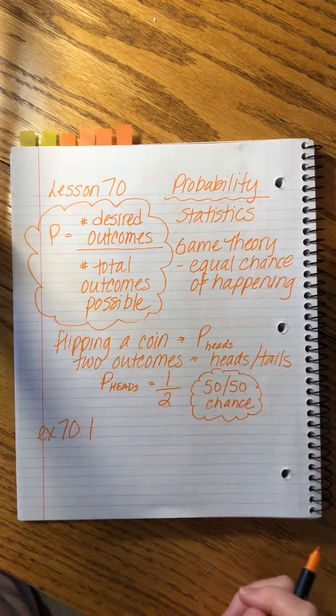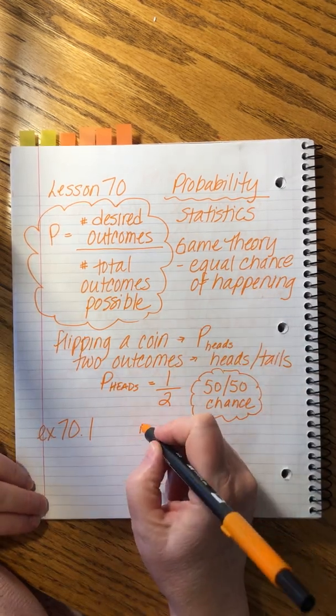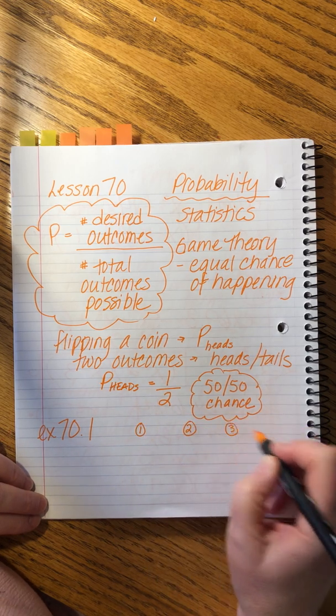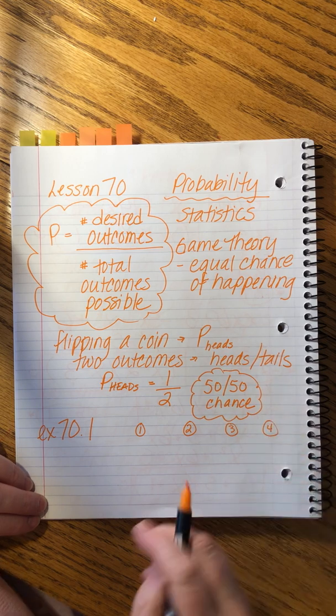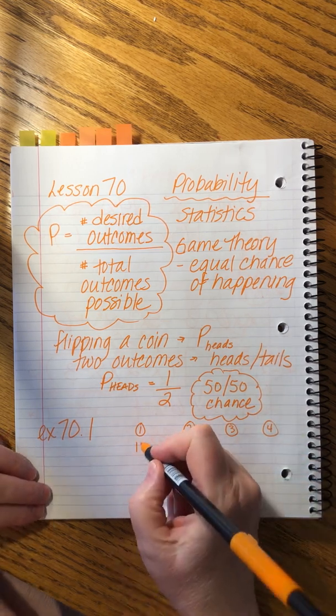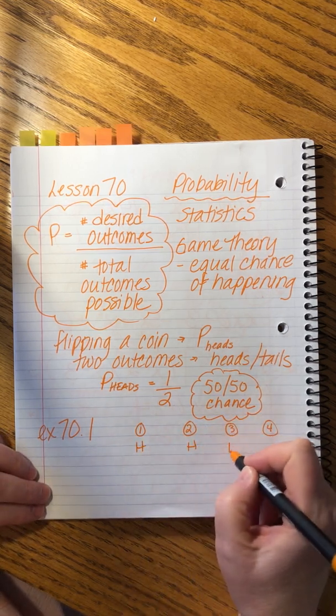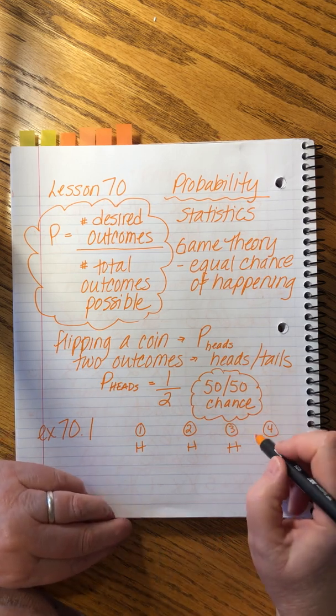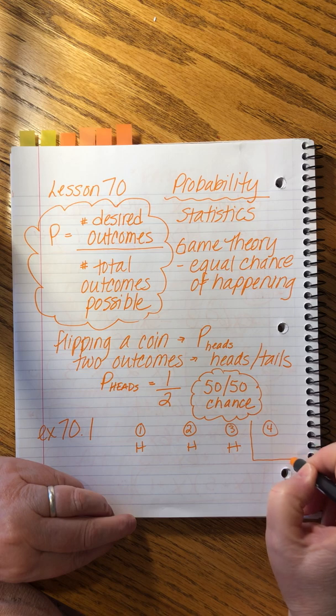Okay, let me draw a picture of what we're talking about. We're tossing the coin once, twice, 3 times, 4 times. And what we're saying is that it comes up heads, heads, heads on the first 3 times. And we want to know what it's going to come up on the 4th time.